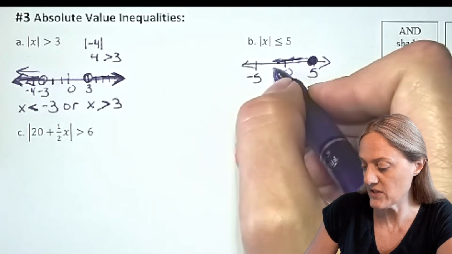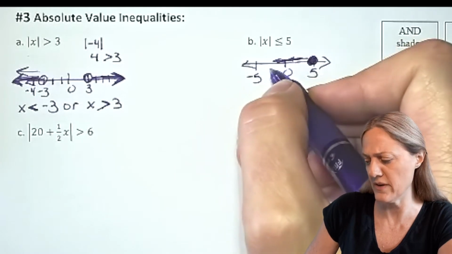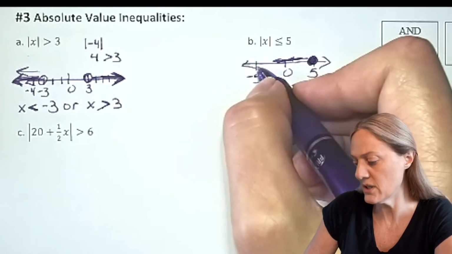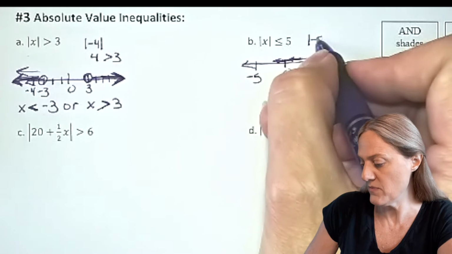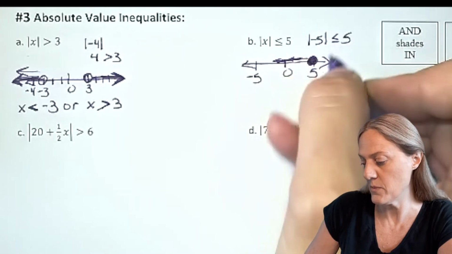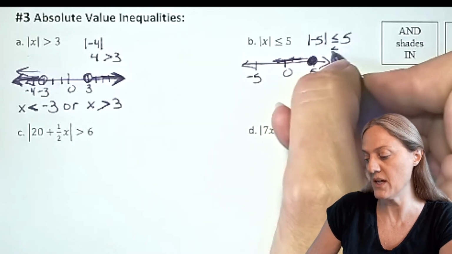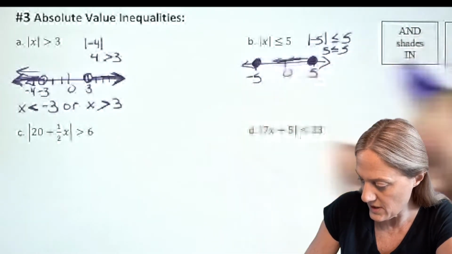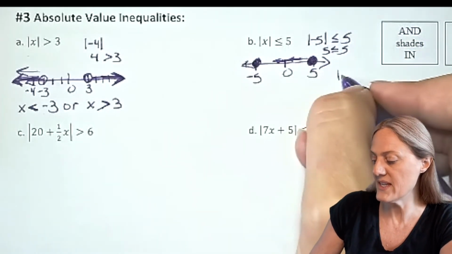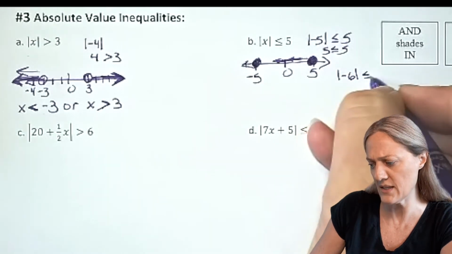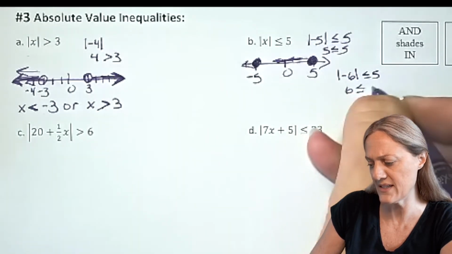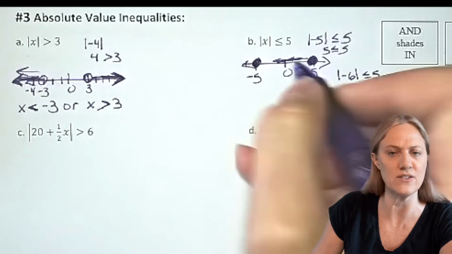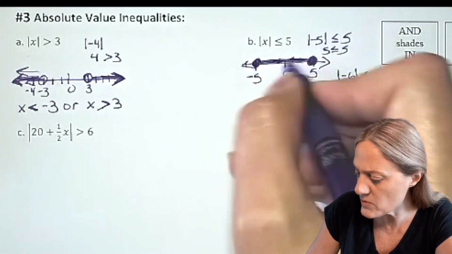Okay, we know that that's going to work. What about negative 2? Absolute value of negative 2 is 2. 2 is less than 5. Sure. What about negative 5? Absolute value of negative 5 less than or equal to 5. Well, yeah, because 5 can be less than or equal to 5. Yep, sure. So I'll put a big closed dot there. What about negative 6? Absolute value of negative 6 less than or equal to 5. Well, then that's 6 less than or equal to 5. That's not true. We're done. So it's just right in between.